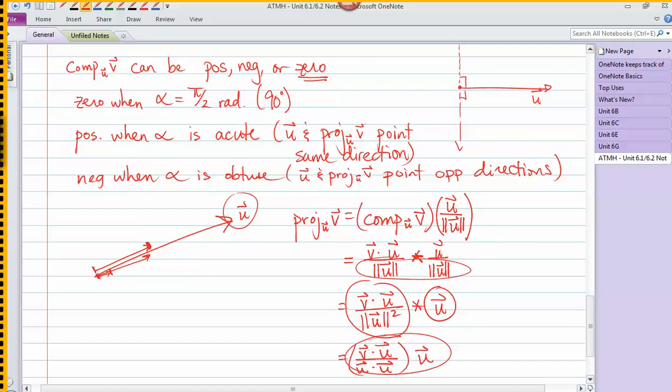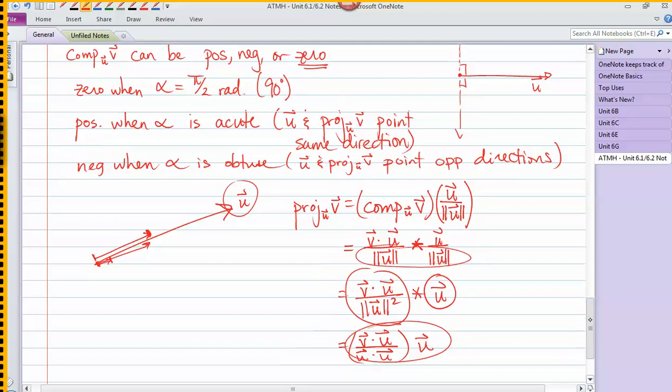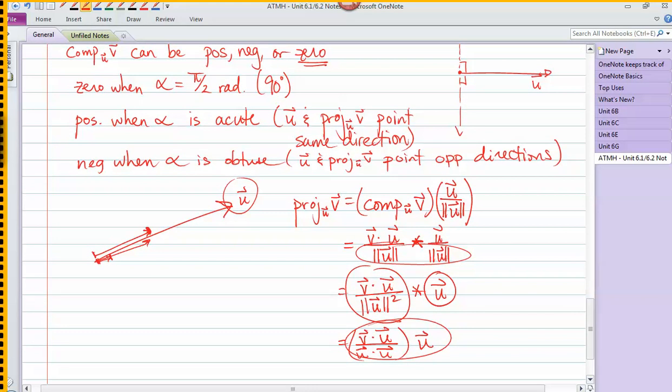You can also switch the U dot V on top because it's a dot product. Doesn't matter the order for dot products. If it was a cross product, remember it does matter, so you can't just flip it around like that. Okay, and that's it. So I doubt I'm going to ask you to derive this again. Really, the main thing to take away from it, this formula more than anything, is how to get the projection of one vector onto the other.